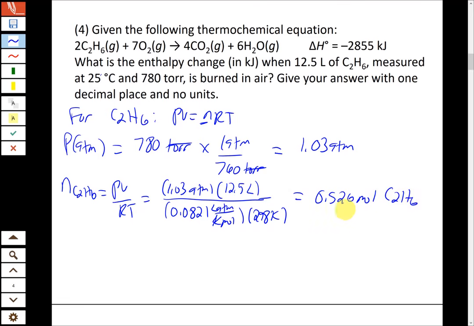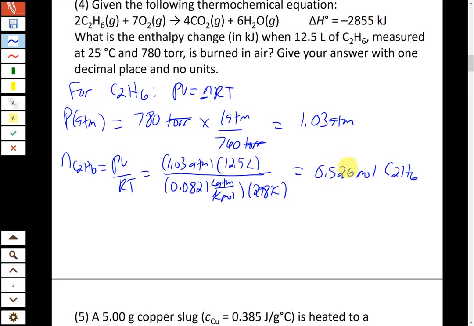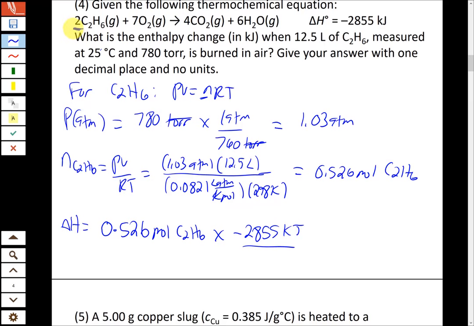And so now we know that we're burning this many moles of C2H6, and using the delta H in the balanced equation, we can figure out the enthalpy change corresponding to that amount of C2H6. So for our delta H, we're going to have, again, exactly like a stoichiometry problem, 0.526 moles of C2H6. We find moles first. And then we can almost treat this negative 2,855 delta H value as another product for the reaction. So delta H is minus 2,855 kilojoules, and that's going to be the enthalpy change when we burn 2 moles of C2H6 because there's a coefficient of 2 there.